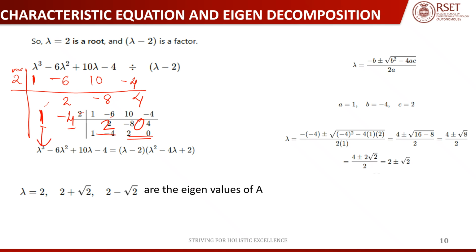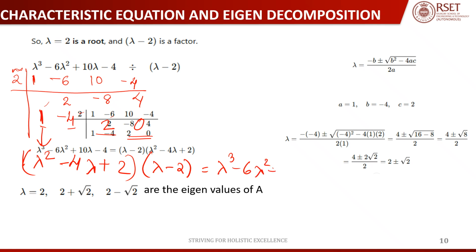And how we write it is 1 into lambda square, then we have negative 4 into lambda plus 2. So this is the particular polynomial that we need. In short, lambda square minus 4 lambda plus 2 into lambda minus 2 is equal to our polynomial lambda cube minus 6 lambda square plus 10 lambda minus 4. What you do is just do the synthetic division and factorize.